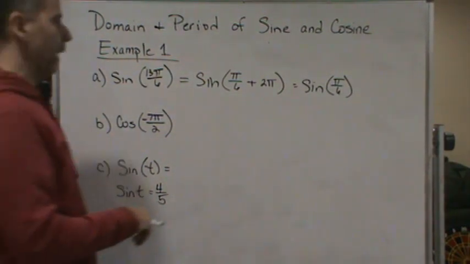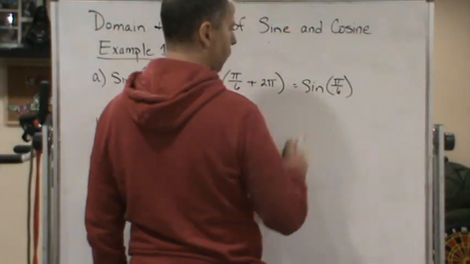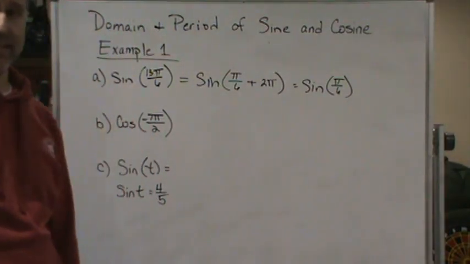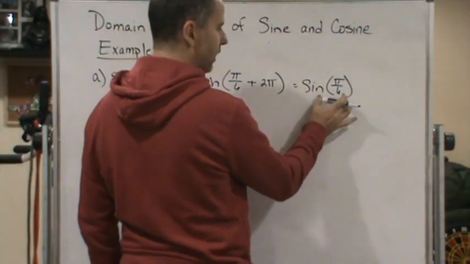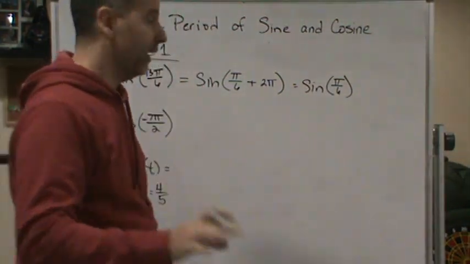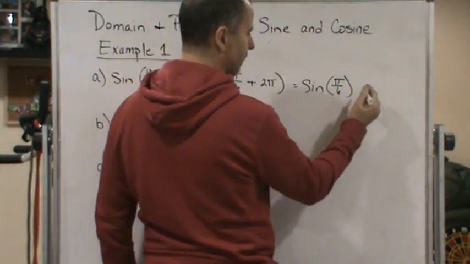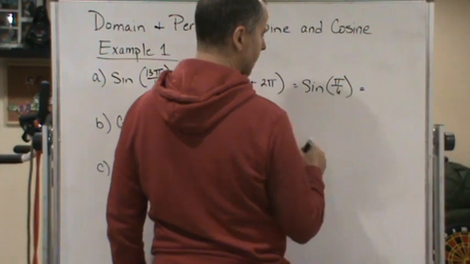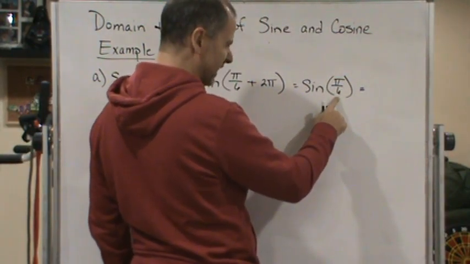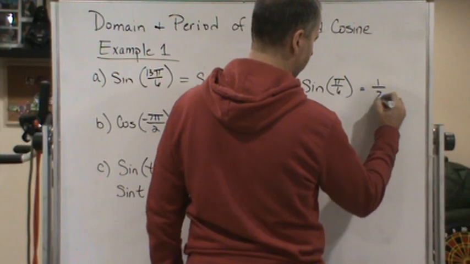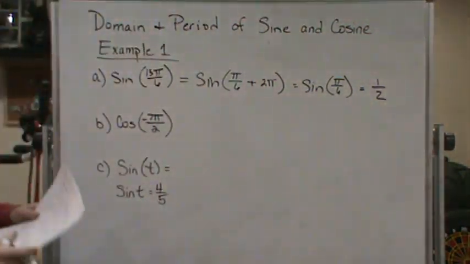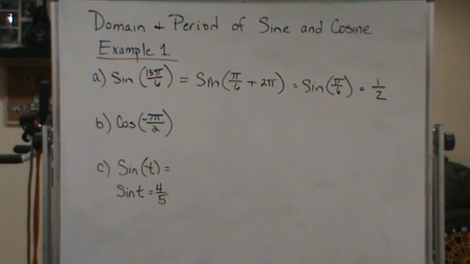And now we also know the sine of pi over 6 because of the unit circle. We know the sine of the angle is equal to y, and the y coordinate in this case for pi over 6 is going to be 1/2. Okay, and so it is 1/2.